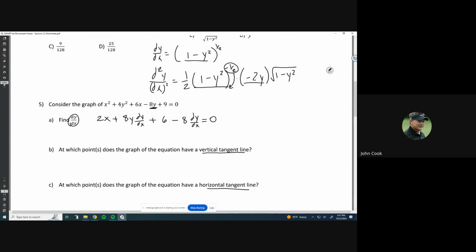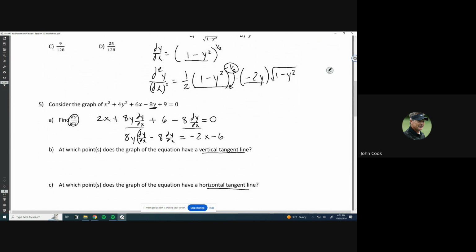Okay, next step. After I take the derivatives, get all the dy/dx's on one side and the other stuff on the other side. So this is my dy/dx stuff. I've got to move all the other stuff over. So I'll keep all this stuff here, dy/dx. Then I've got a negative 8 dy/dx. And then on the other side, I'm going to move the 2x. So I have a negative 2x and the 6, so minus 6.